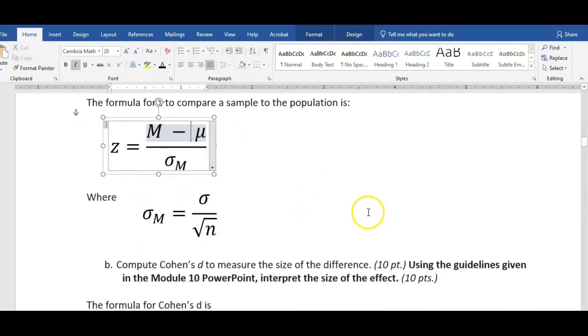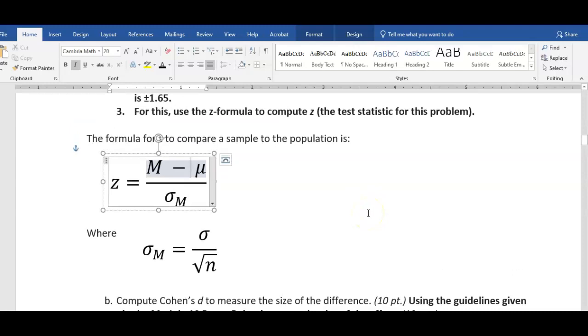So you do that math and you get Z obtained, a value. Then you compare that value to 1.96. If it's greater than 1.96, you can reject the null. Your scores are significantly different. They are not equal, is what your null is saying. Okay, so that's how to do Z.